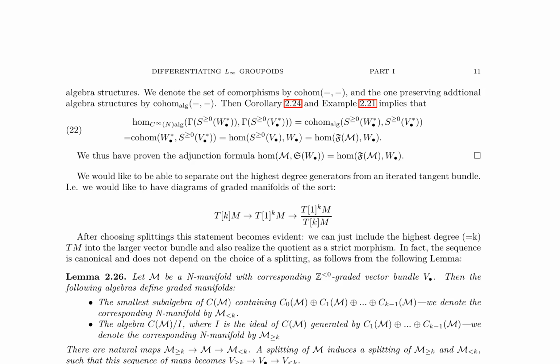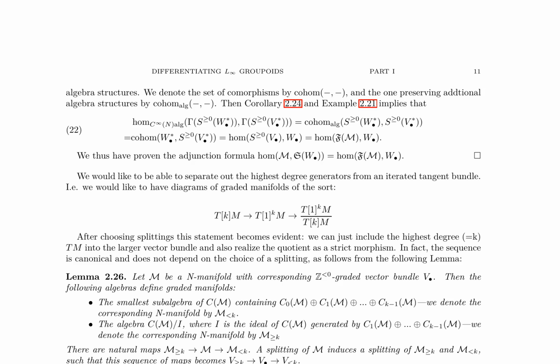They introduce lemma 2.26, defining two graded manifolds, M less than K and M greater than or equal to K, associated with a manifold M and its corresponding Z less than 0 graded vector bundle V. The lemma provides natural maps between these manifolds, which become split when a splitting of M is chosen.